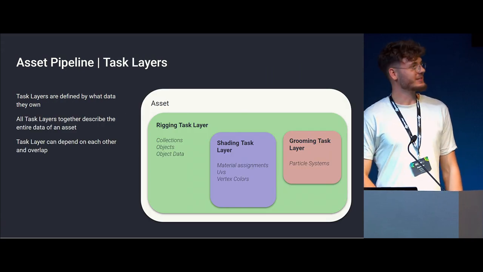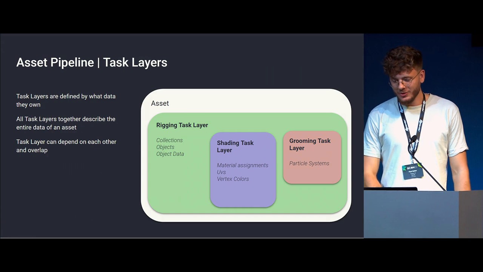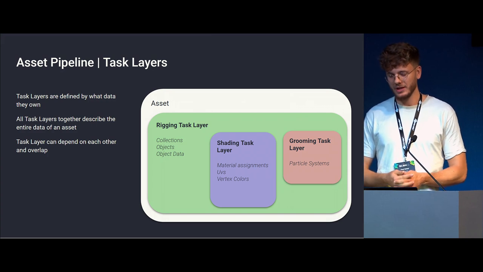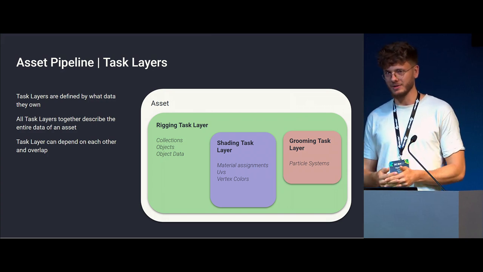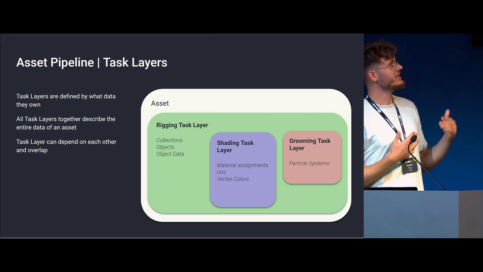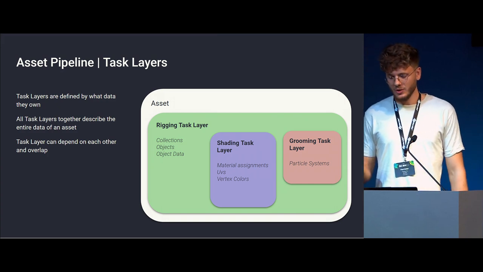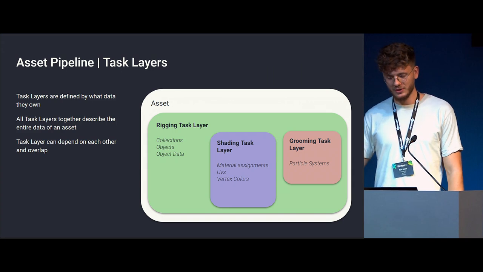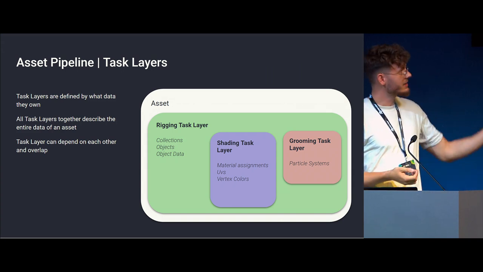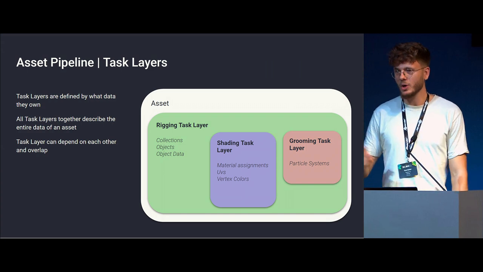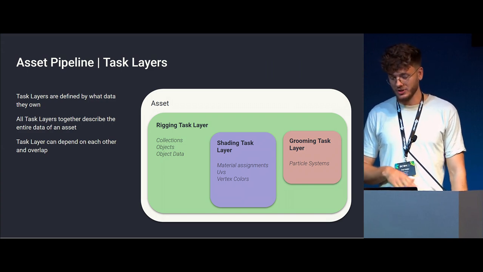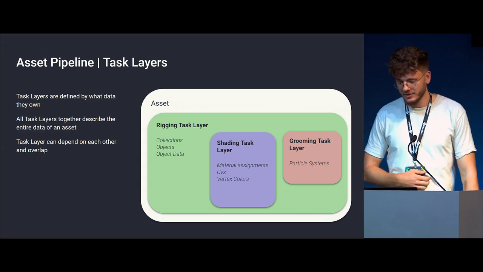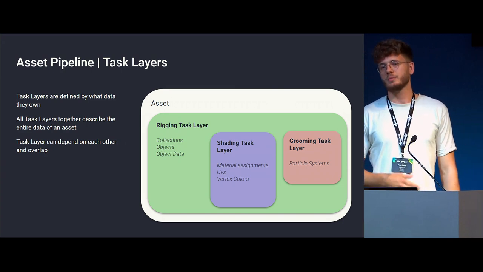So let's talk about task layers. In order to get our asset pipeline running, we need to create a configuration file in which we define how an asset is assembled. And we do that through these task layers. Each task layer owns a domain of data and all of them together describe the entire data of an asset. So in this example here, the rigging task layer might own collections, objects, their relations, and object data. The shading task layer might own material assignments, UVs, vertex colors, and the grooming owns particle systems or hair.